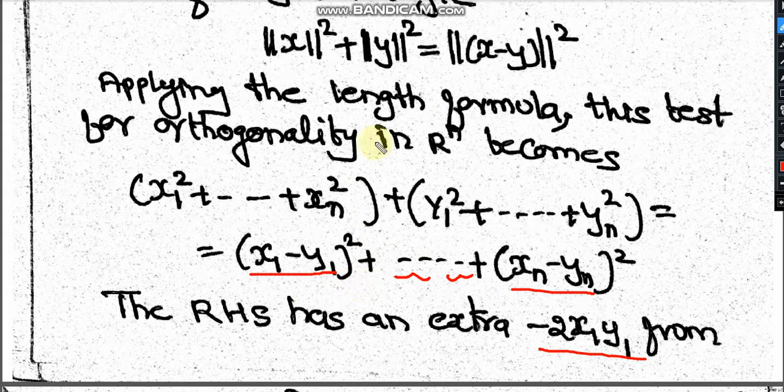For a right angle triangle, if this has to be satisfied, that is x square plus y square equals x minus y square, if LHS should equal RHS, then this extra term should become 0.